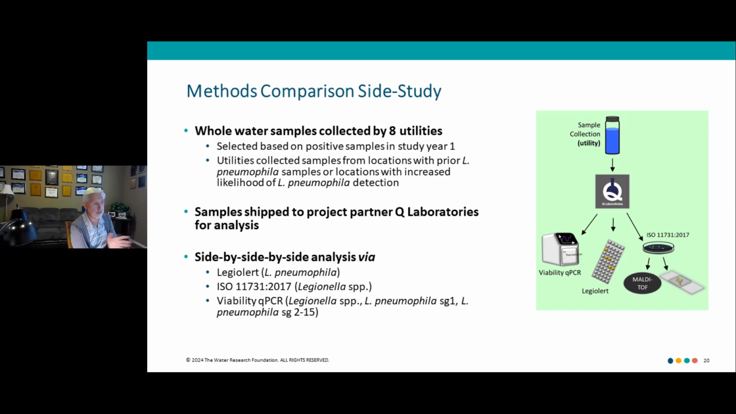In the second year, we had them send water samples to Q Laboratories that did side-by-side analysis. Now, the utility did the Legionella test. The Q Laboratories did the standard ISO 11731. It's the standard method. It's a plate count method for Legionella, as well as we also did a viability qPCR test that measures not only Legionella species, but Legionella pneumophila serogroup 1 and the other serogroups of Legionella.